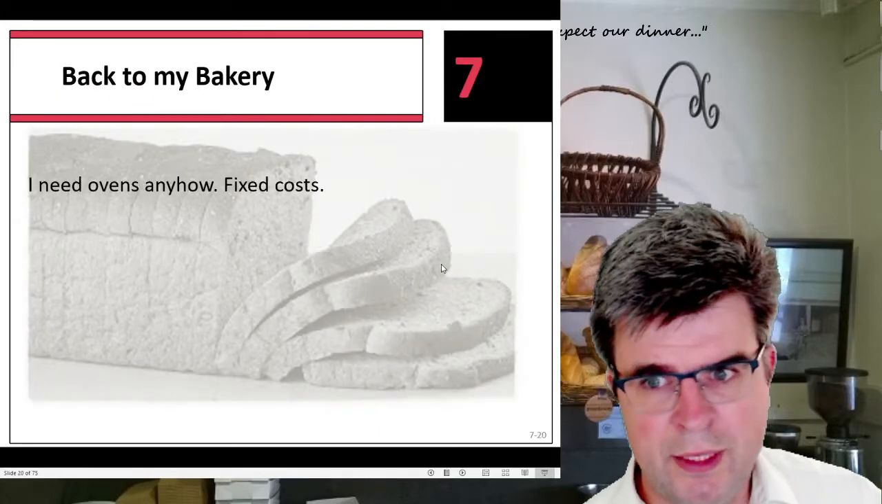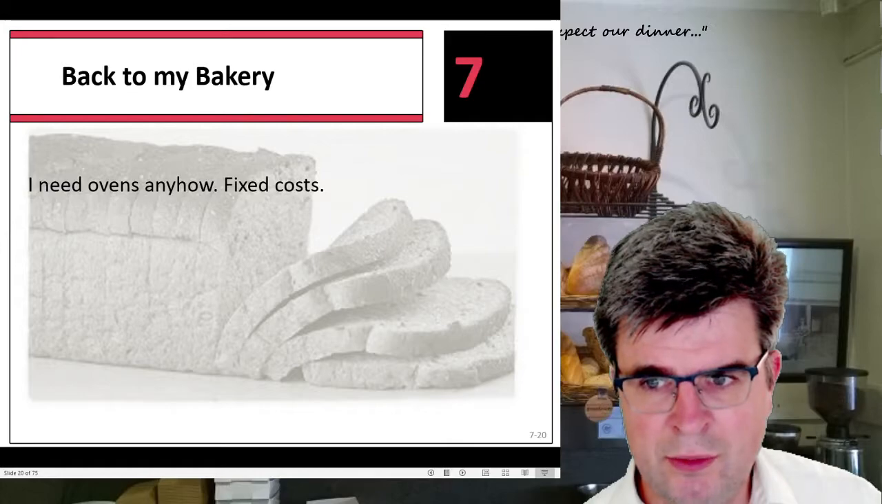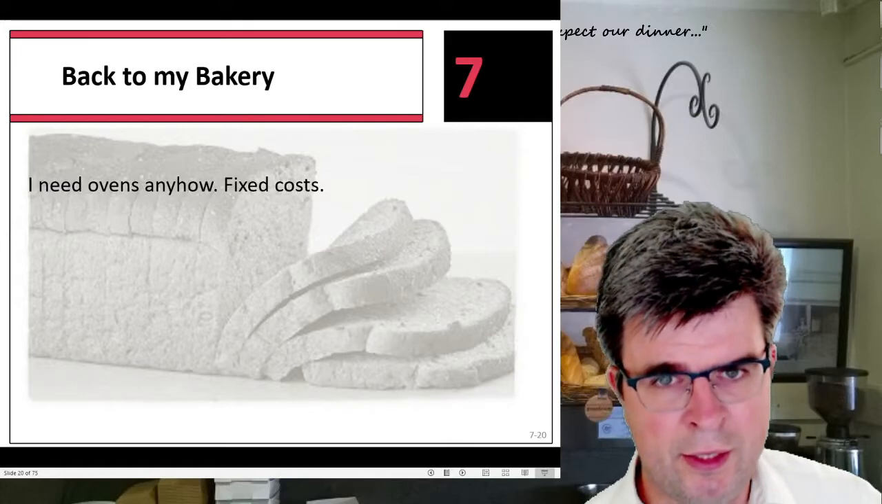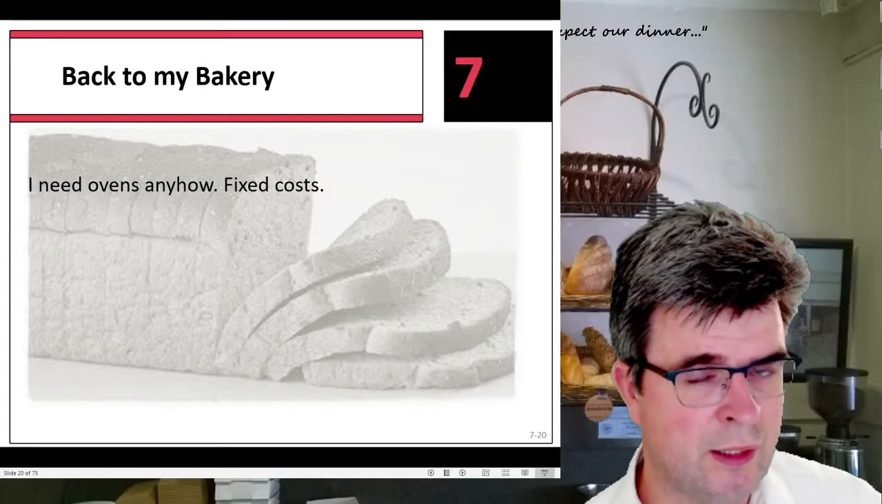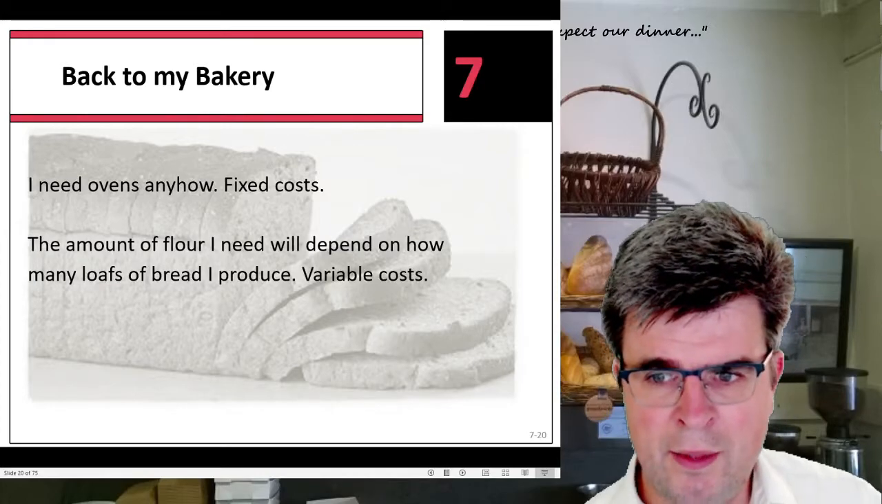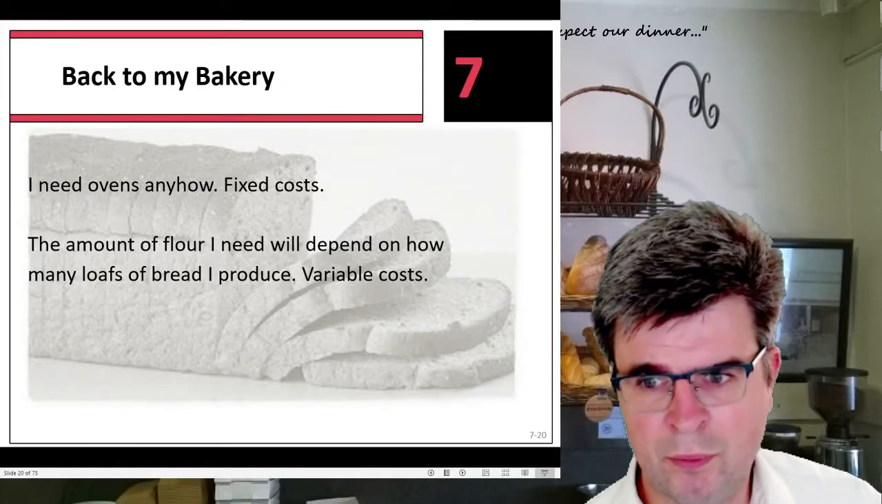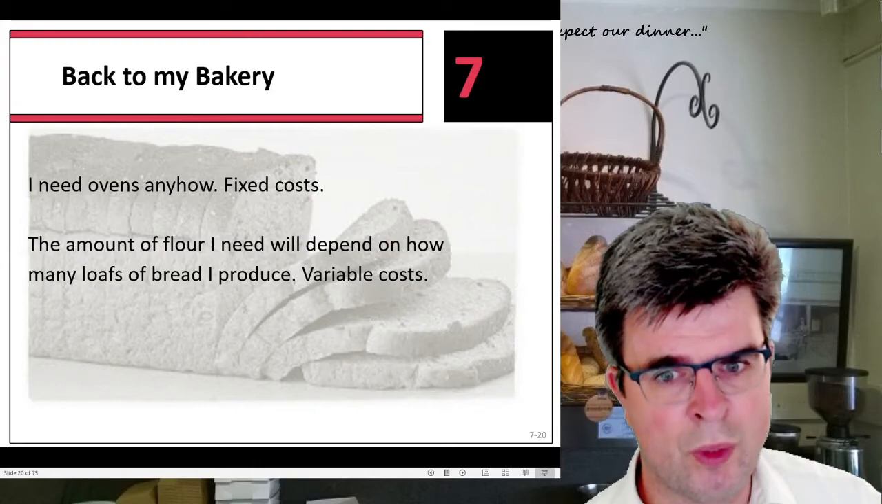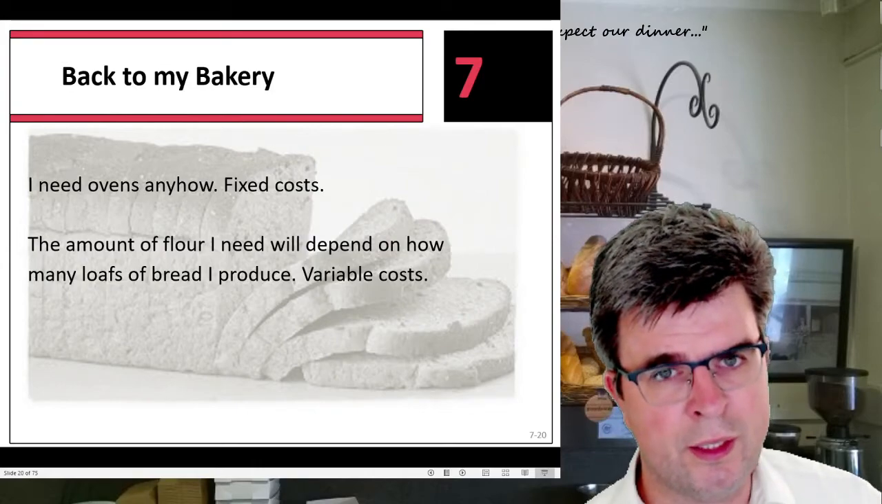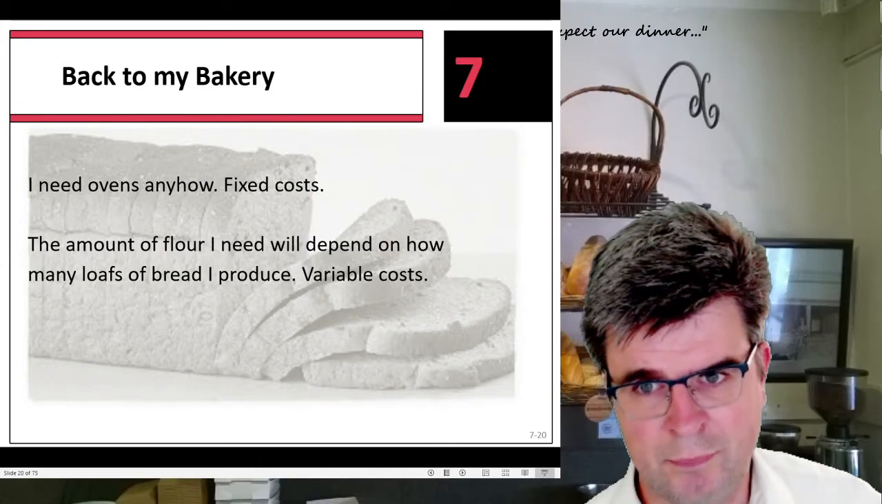So back to the bakery. Suppose I need ovens and I need them anyhow, no matter how much I produce. That's clearly a fixed cost. And the amount of flour that I need will depend on how many loaves of bread I produce. So the amount of flour and the cost of flour is certainly a variable cost.